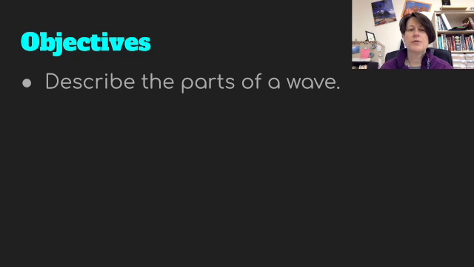So our objective was to describe the parts of a wave, and we just talked about a number of parts of waves, and you're going to have to be able to label a wave on your test. So you have to know these parts and what they are. So don't forget your 5 questions, and there's one more section in this chapter.